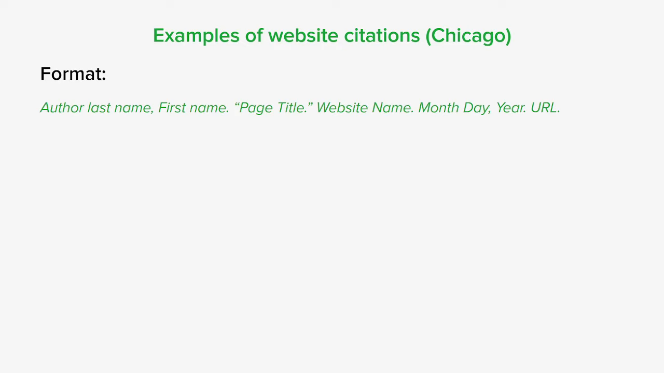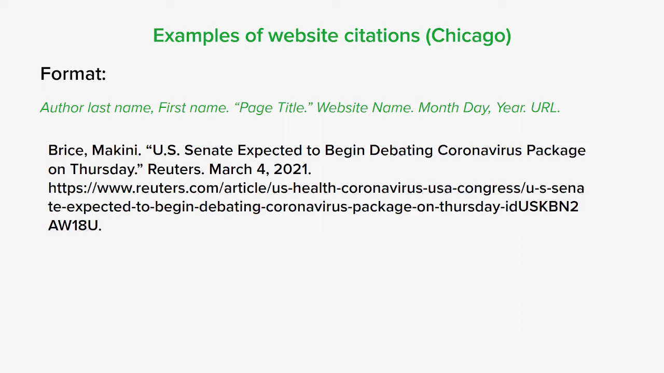You have the author last name, first name, the page title, website name, month, day, year, and the URL. And you can see a real life example here. So you've got the author last name, first name, page title up here. You've got the website name and the month, day, and year, and the URL as well.